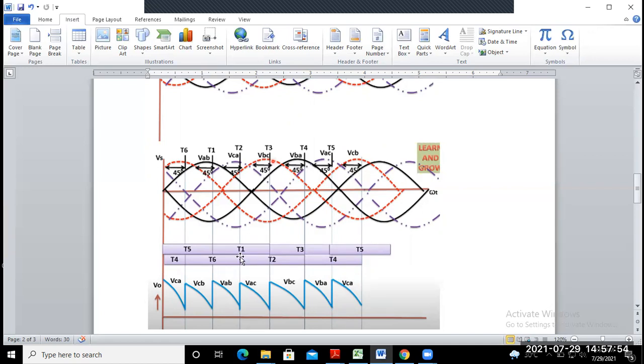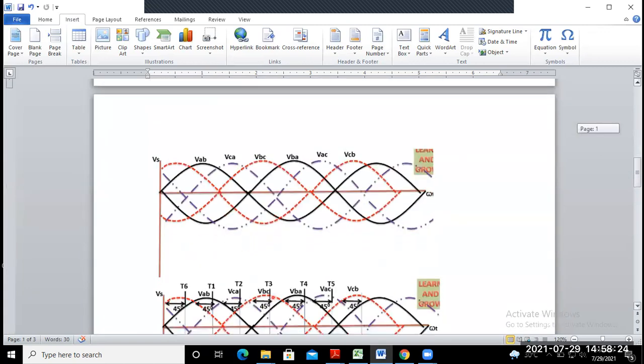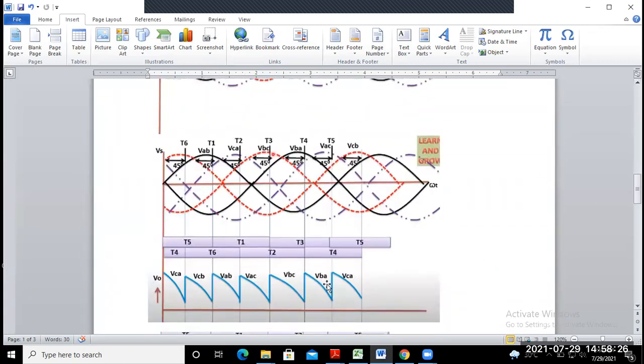Up to this point, T1 is still conducting, but the negative half cycle thyristor changes from T6 to T2. So from this point to this point, the voltage is represented by VAC, since T1 and T2 are conducting at this point. Go through the circuit diagram again. When T1 and T2 conduct, as already mentioned, it is VAC. You just follow the circuit diagram, so this voltage is your VAC when T1 and T2 conduct.